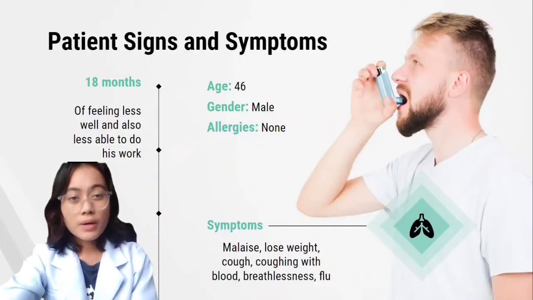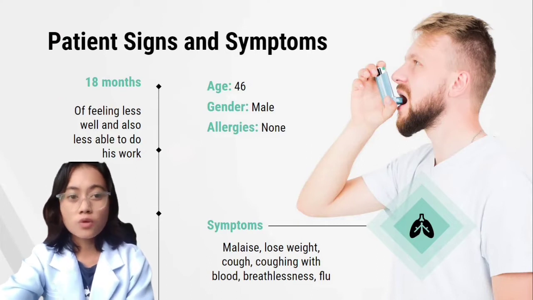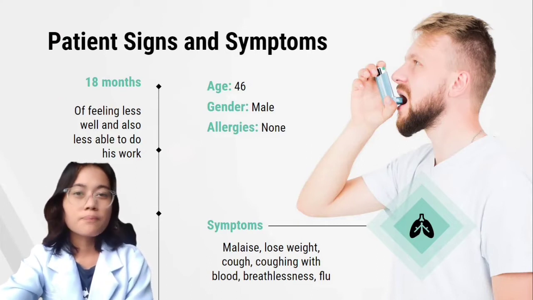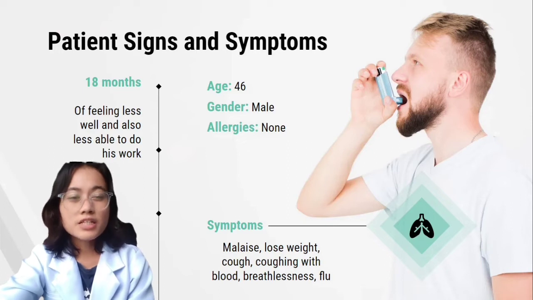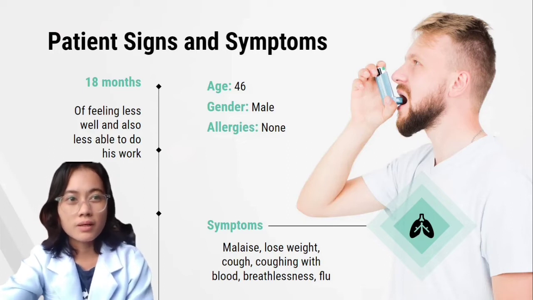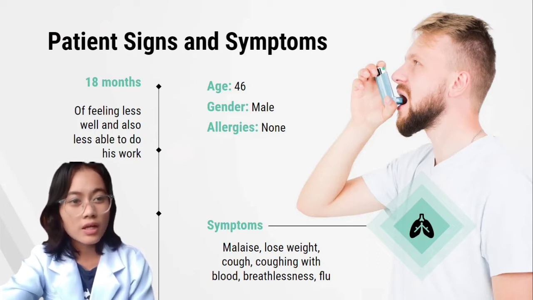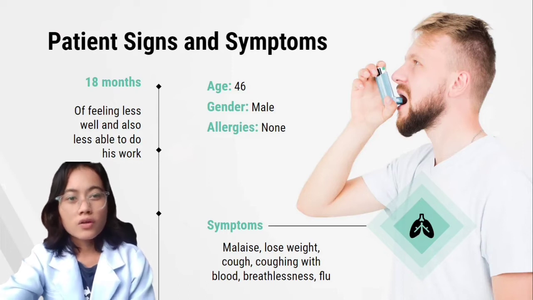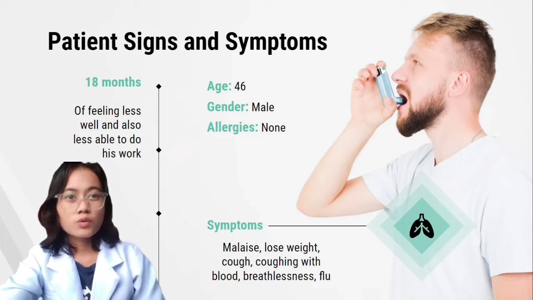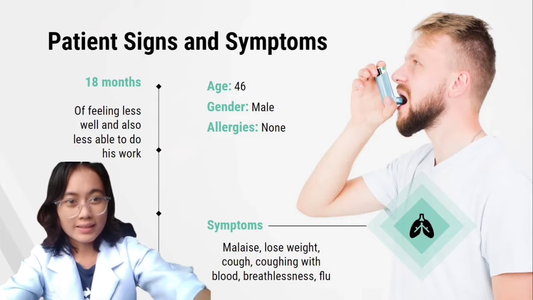The patient's signs and symptoms. The patient is a male, 46 years old, with no history of allergy. In his case, he had been experiencing malaise for about 18 months. He lost weight and had cough with blood and had a hard time breathing, with constitutional signs of flu. All of his symptoms lead to extrinsic allergic alveolitis.